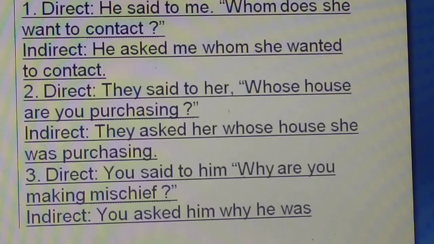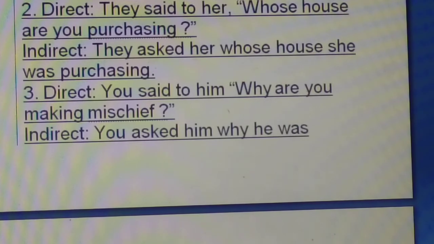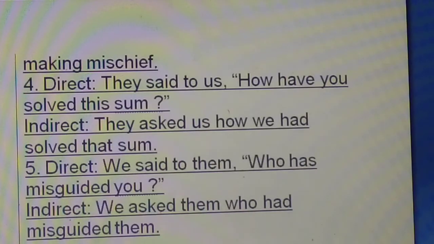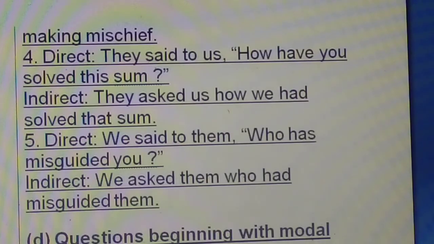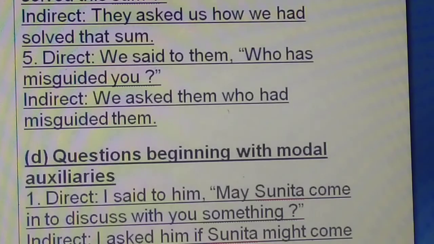They said to him, "Why are you making mischief?" They asked him why he was making mischief. They said to us, "How have you solved this sum?" They asked us how we had solved that sum. Note here, the tense changes. We said to them, "Who has misguided you?" We asked them who had misguided them.